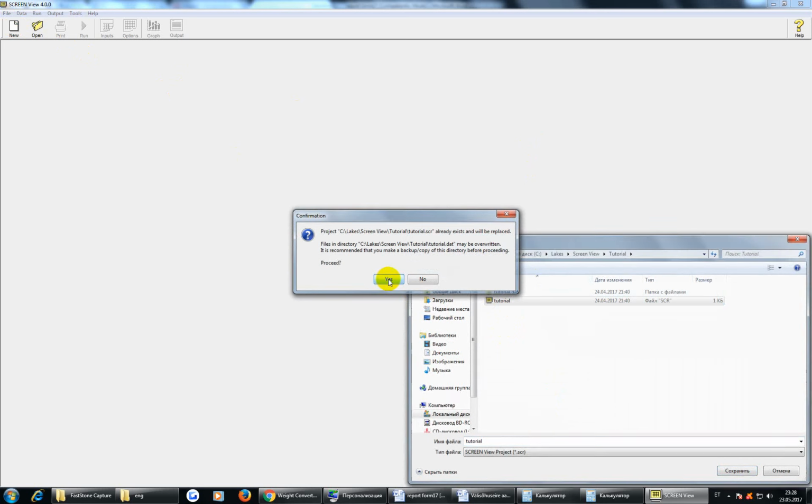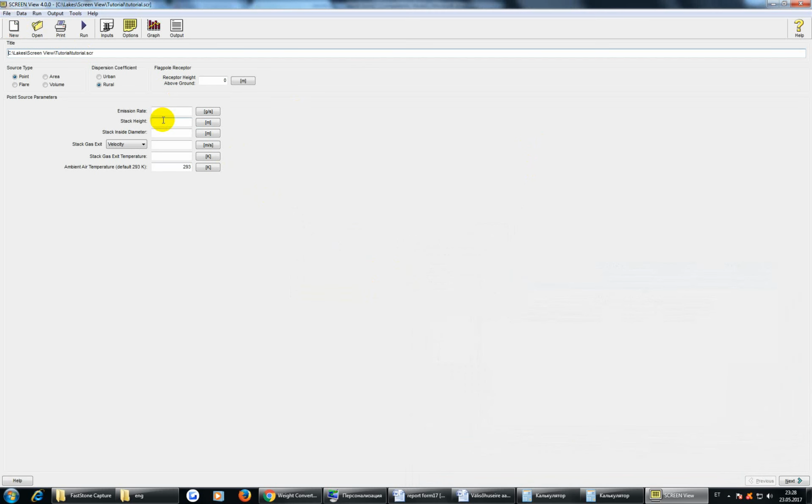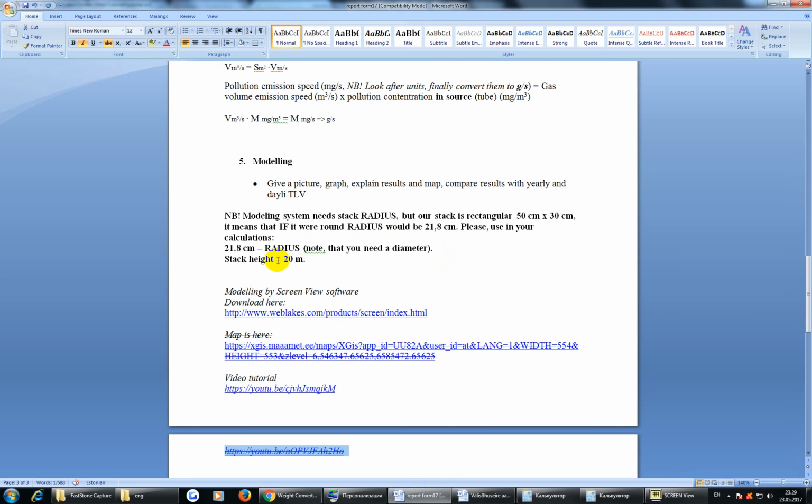In the video tutorial it will be written what to open here. I'm not going to show you at length what I'm doing because it's in the video. But anyway, very short: you choose the source type, you choose the dispersion coefficient, in our case urban, you choose the receptor height, it can be 0. You choose the emission rate, the one after our calculation. I will simply put many zeros, something like that. Stack height, I recommend you use 20 meters because the stack height is here, 20 meters.